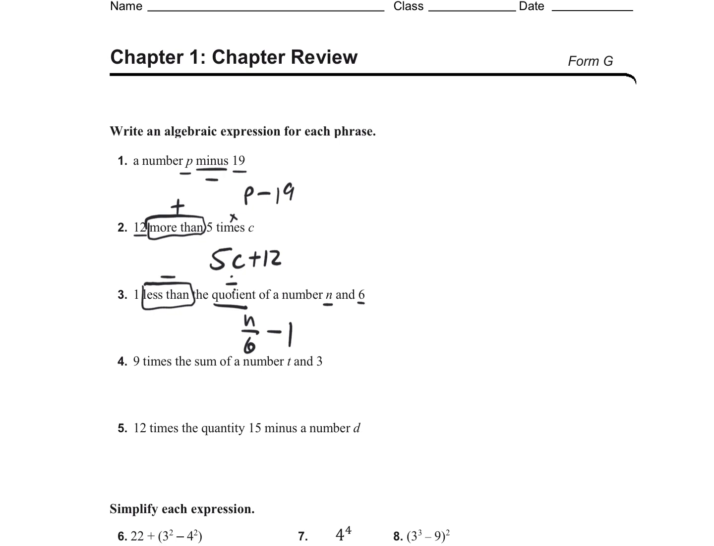And then 9 times the sum of a number t and 3. Again, times means multiplication, and sum is plus. You're doing the sum of a number t and 3, so t plus 3, and then 9 times that sum. So 9 times t plus 3.